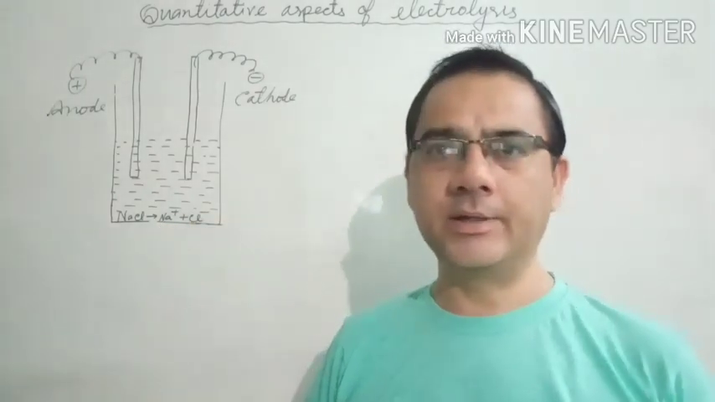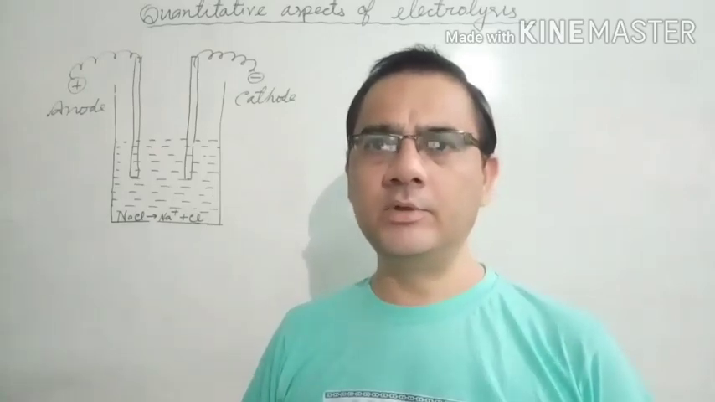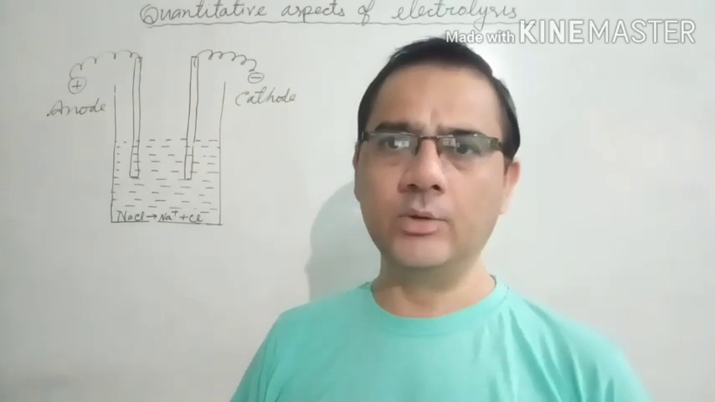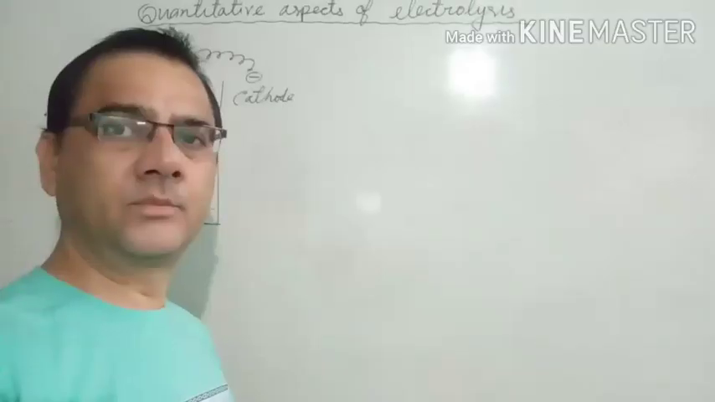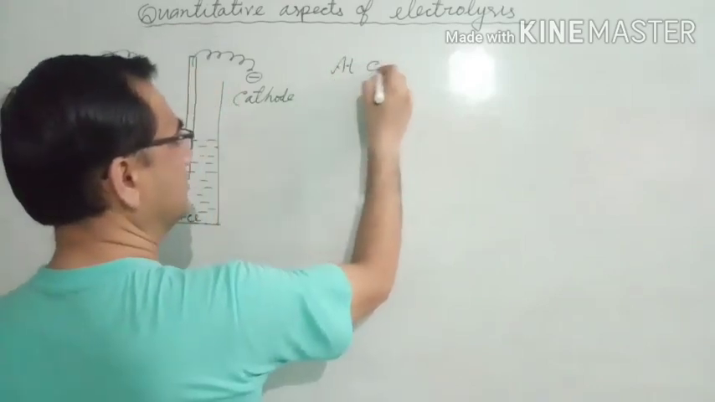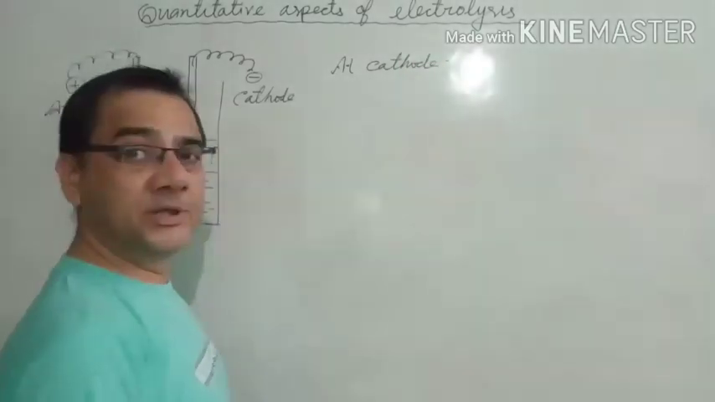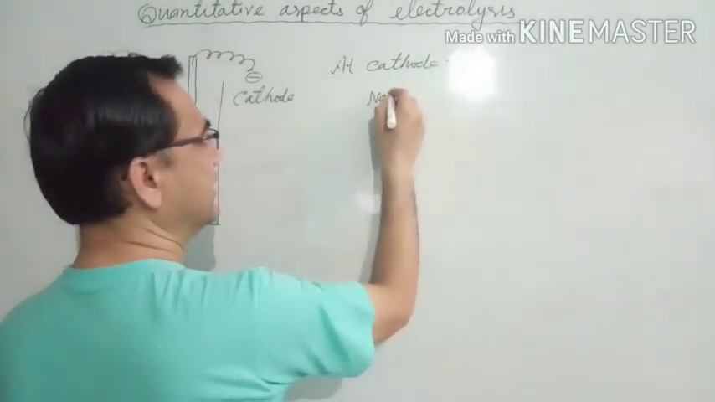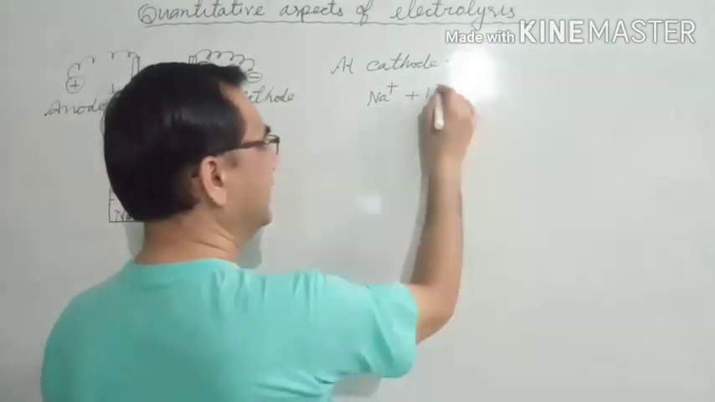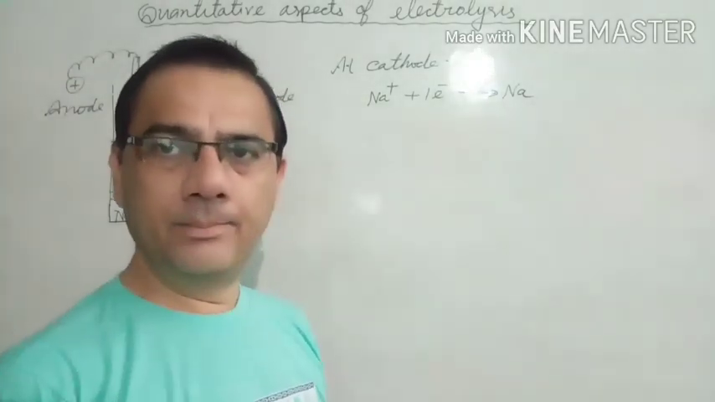Now we pass the electric current. When we pass the electric current, according to the rule which I have told you, the cation moves towards the cathode and the anion moves towards the anode. So at the cathode, which reaction takes place? Each Na plus ion that moves towards the cathode gains one electron and converts into a sodium atom or sodium metal.